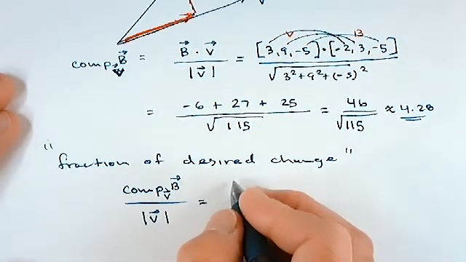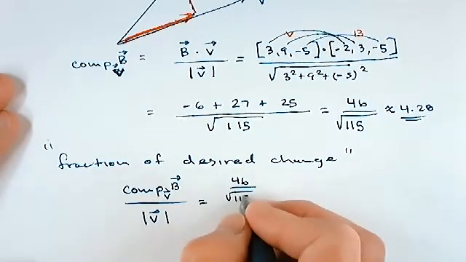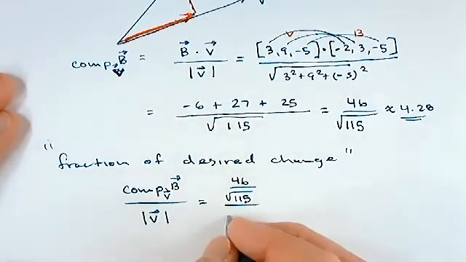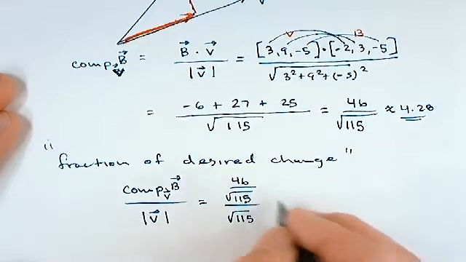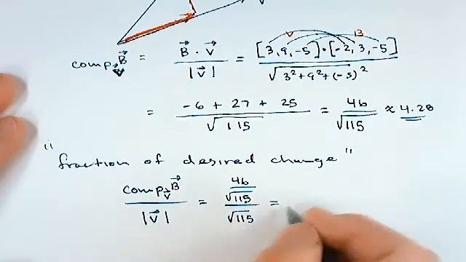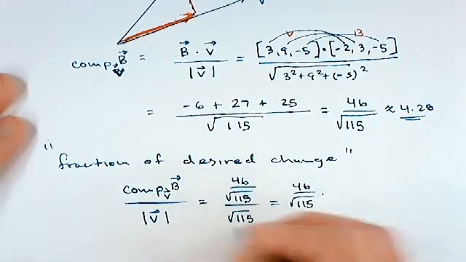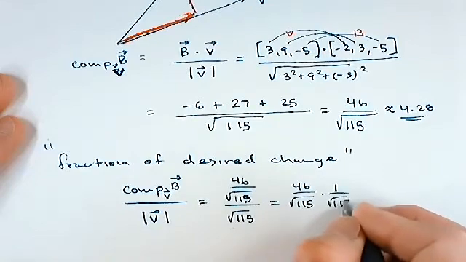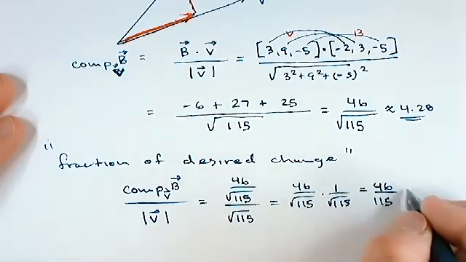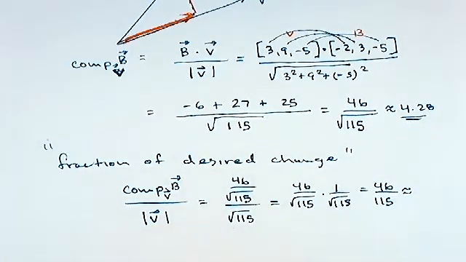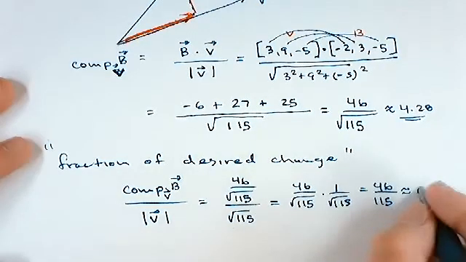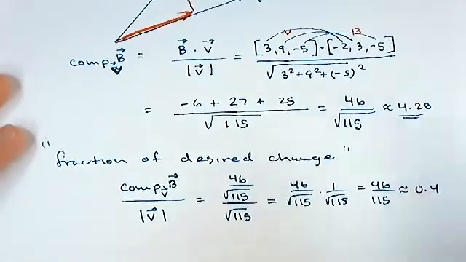So we ended up with 46 over the square root of 115 for this. The magnitude of V is sitting right there, the square root of 115. If you think of this as over 1, that's 46 over root 115 times 1 over root 115. That is 46 over 115, which has a decimal. You must have a calculator out. I'm thinking about 0.4 something. To 2 decimals, 0.40. It's exactly 0.4.